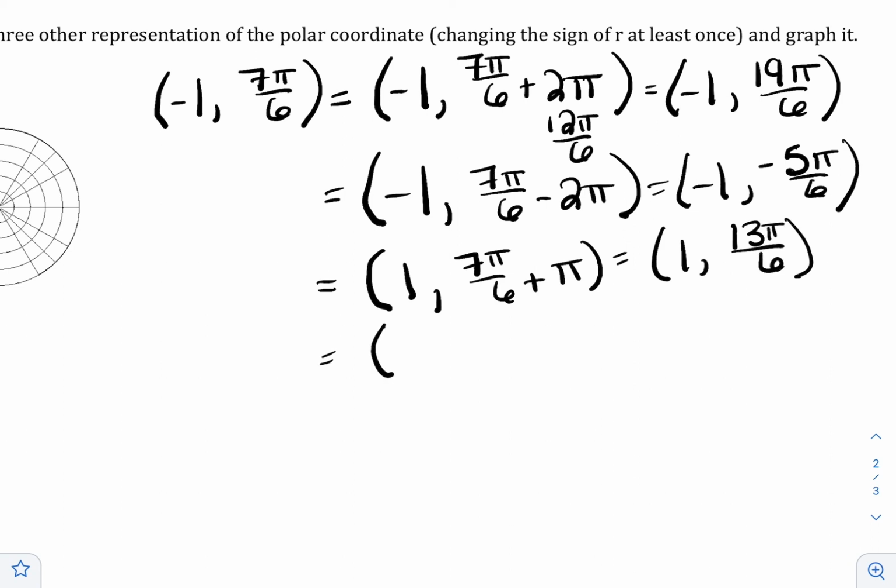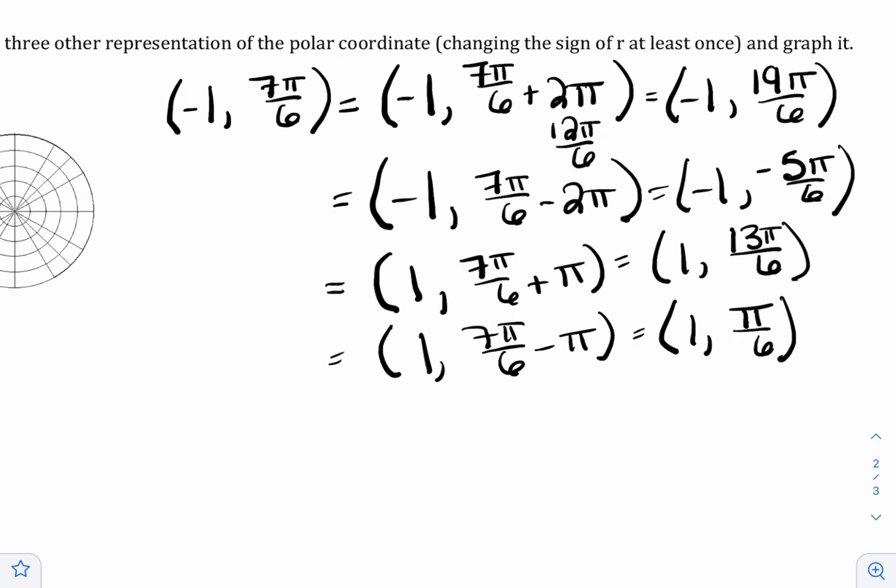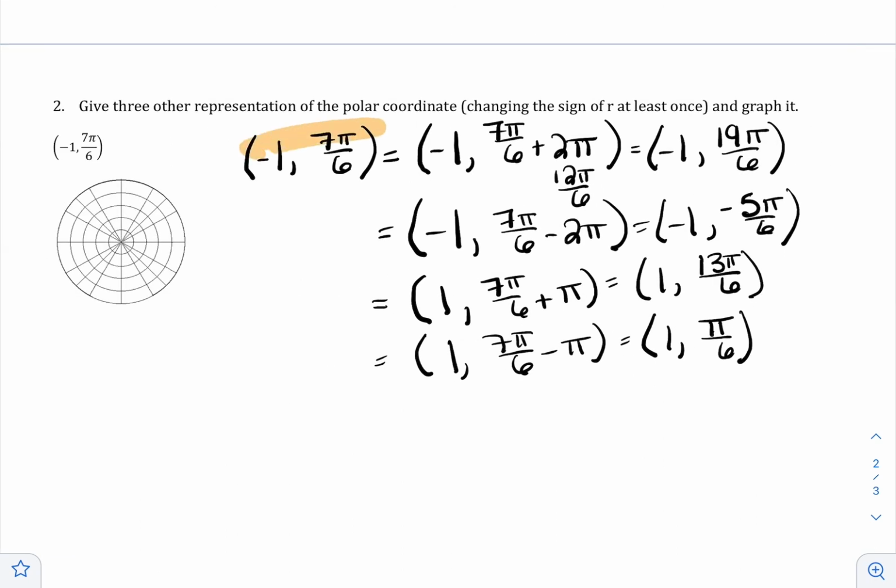I'm going to do one more. I know it only asks for 3, but it doesn't hurt to show. 7 pi over 6 minus pi. I change the sign of r, I subtract pi, which will give me 1 comma pi over 6. So this point and all of these are the same point.